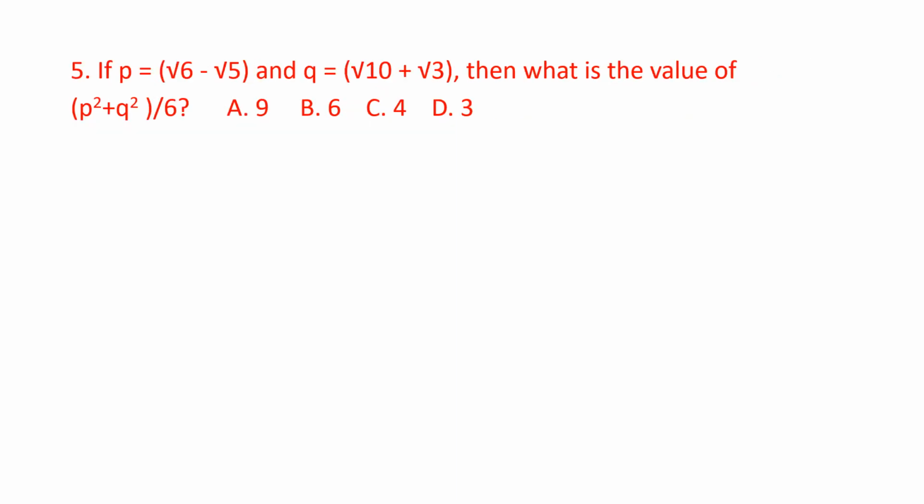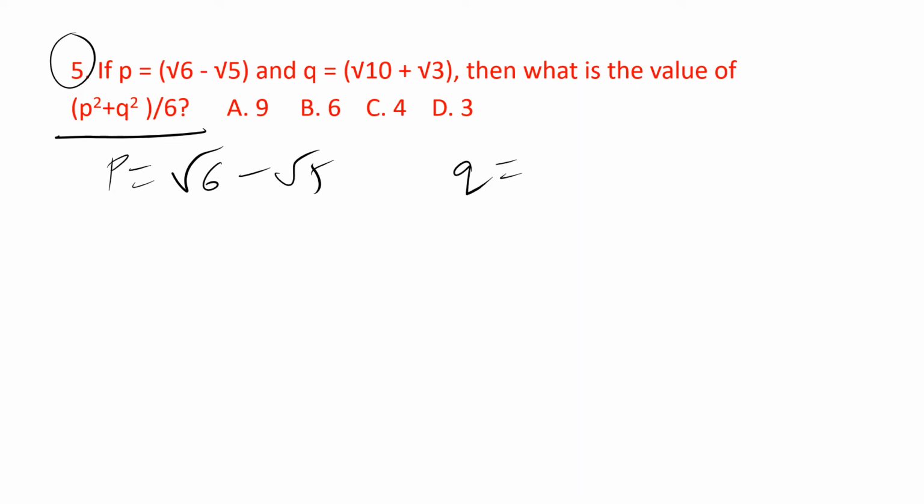And here comes the fifth question, where we are asked to find the value of p square plus q square by 6, given that p equals root 6 minus root 5. These are irrational numbers. Both p and q are irrational numbers. But here let's do some simplification.